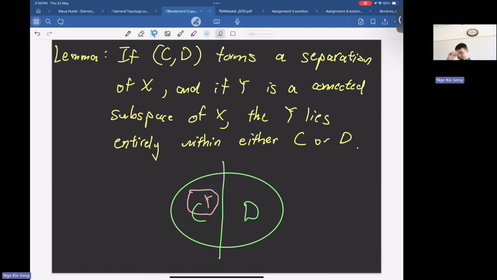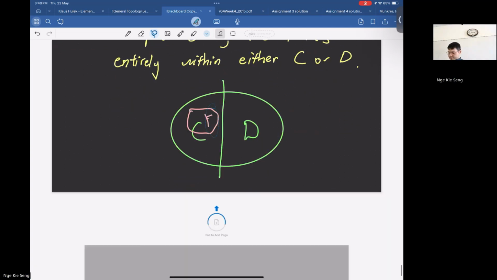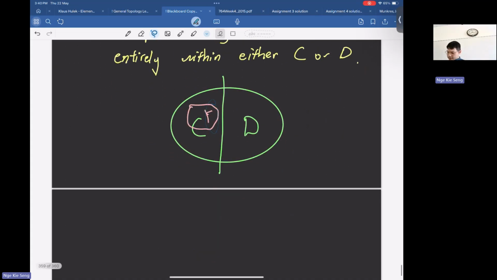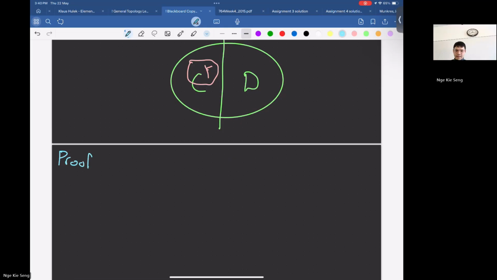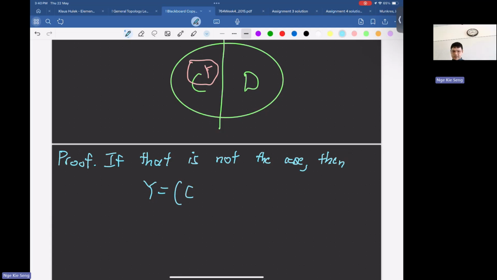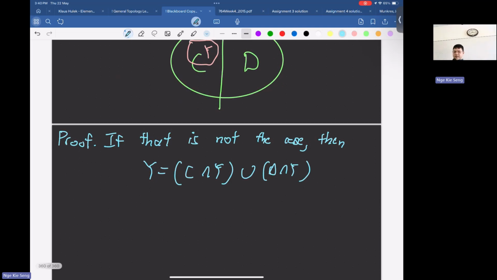So how to show this? Proof. Suppose it is not the case, meaning that some part of Y lies inside C and some part lies inside D. This means that this actually forms a separation for your Y already.